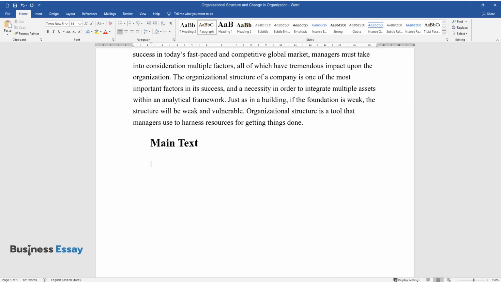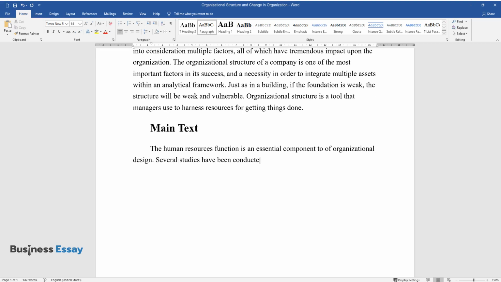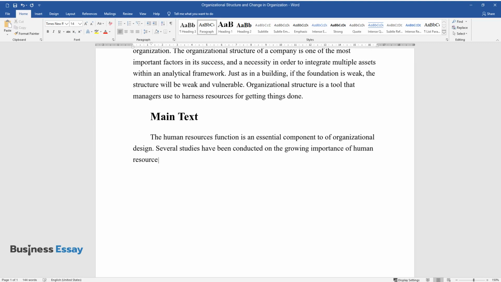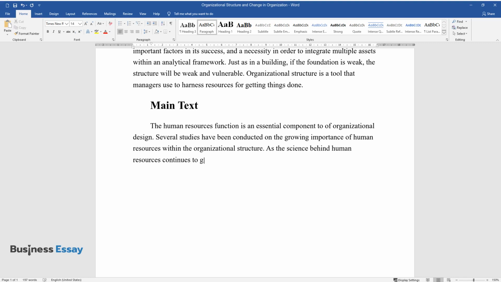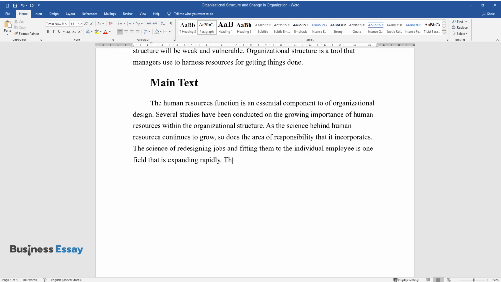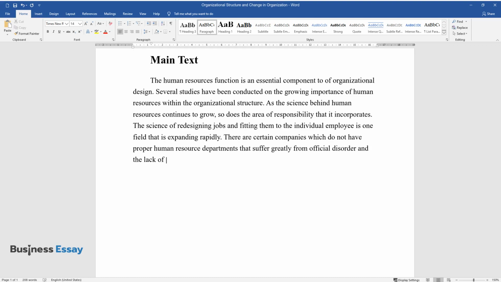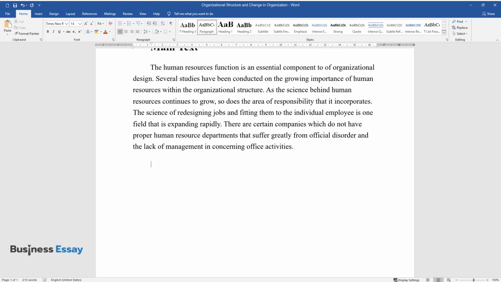Main text. The human resources function is an essential component of organizational design. Several studies have been conducted on the growing importance of human resources within the organizational structure. As the science behind human resources continues to grow, so does the area of responsibility that it incorporates. The science of redesigning jobs and fitting them to the individual employee is one field that is expanding rapidly. There are certain companies which do not have proper human resource departments that suffer greatly from official disorder and the lack of management concerning office activities.